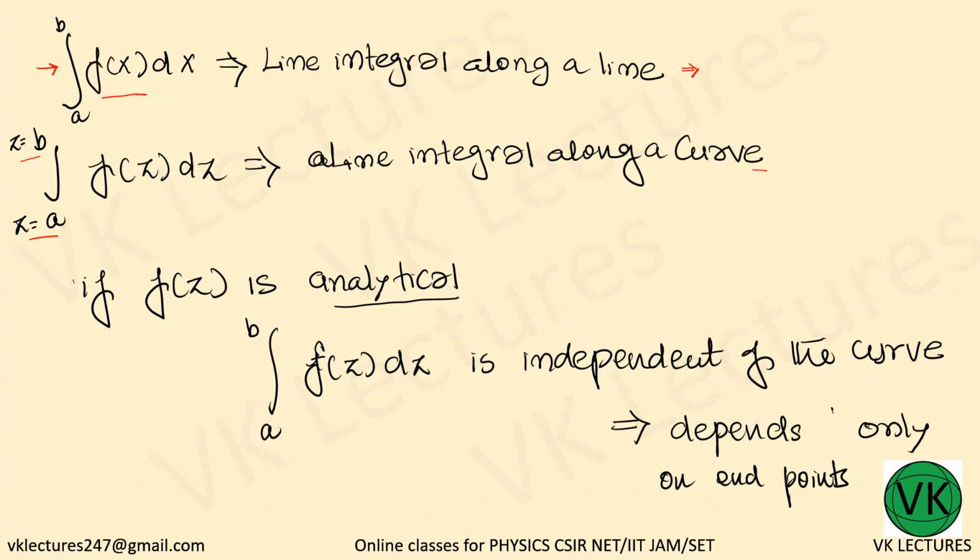connecting a and b. Now if this f(z) is analytical, then it is independent of the curve. No matter what the curve is, the integral from a to b of f(z) dz will be independent of the curve, and it depends only on the end points, which are a and b, and this would happen only if f(z) is analytical.